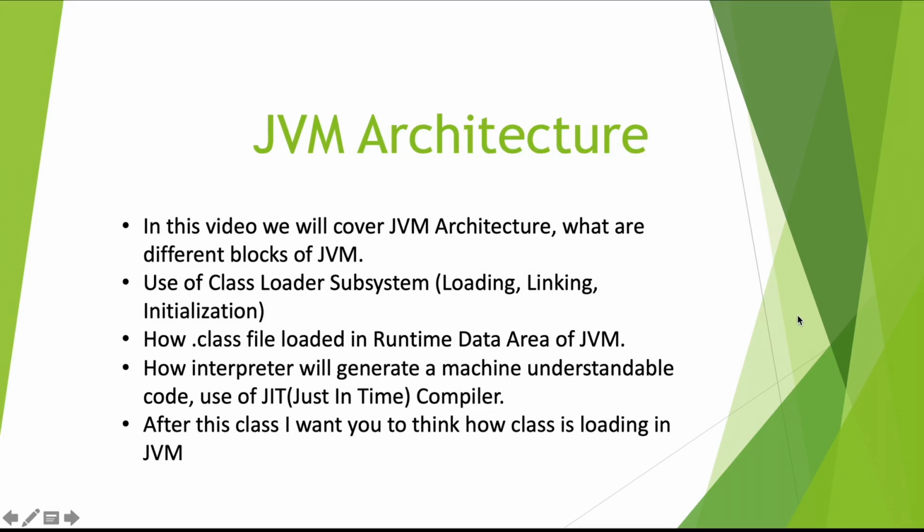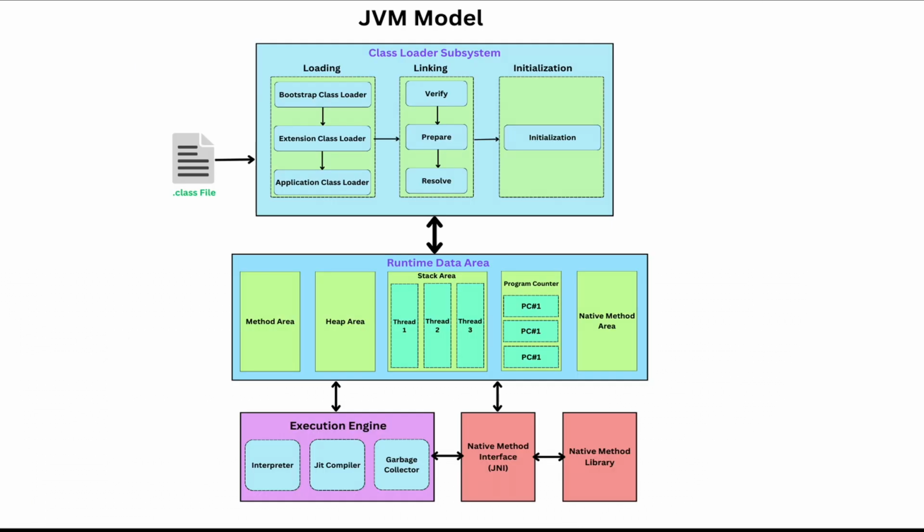In this video, we will cover JVM architecture. What are different blocks of JVM? It is very important to first learn the basics of any language, how internally any language architecture works, to understand the basics of the language. Okay, so first we will see the JVM architecture diagram and what the different blocks of JVM architecture are. As you can see, this is a basic JVM architecture model. It contains multiple sections. I will briefly explain what the different blocks of the JVM architecture model are.